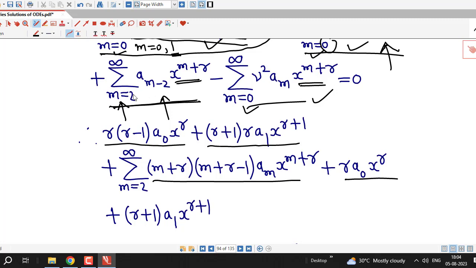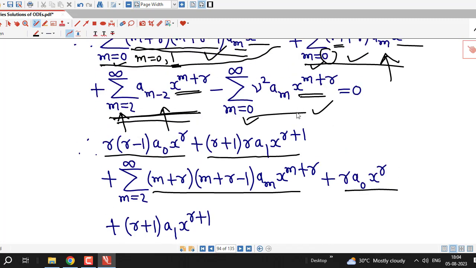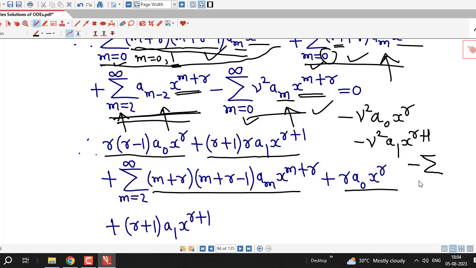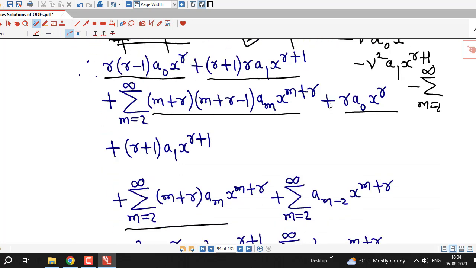Here the summation is from 2 to infinity, so this I have written as it is. And then I have taken the term corresponding to m equal to 0, and a negative sign is there, so that is nu square a0 x raised to r. Then the term corresponding to m equal to 1, which is nu square a1 x raised to r plus 1, and then sigma m equal to 2 to infinity, this thing as it is. So that I have written here.